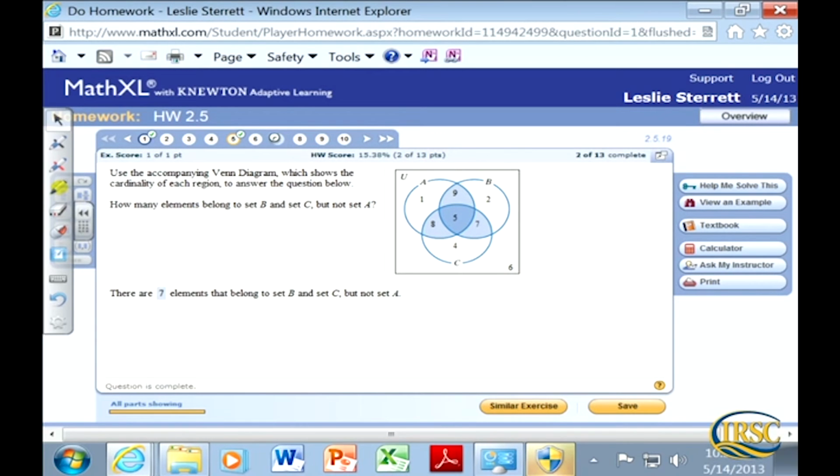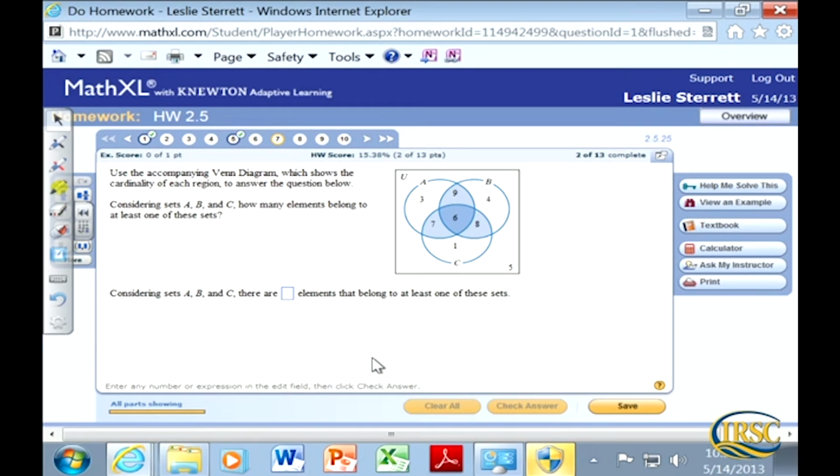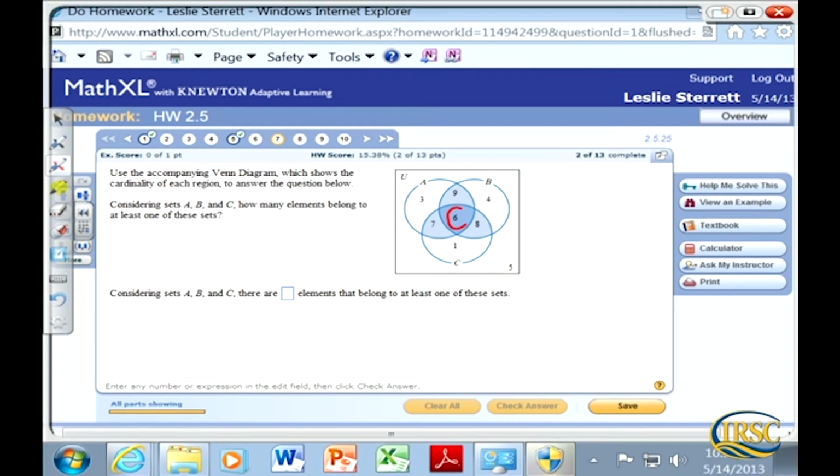Okay, how about this question here? Considering sets A, B, and C, how many elements belong to at least one of these sets? Okay, I heard 6. What keywords would you be looking at here? Well, considering A, B, and C, that's considering all of them. And that's not the key word that you're looking for. At least one.